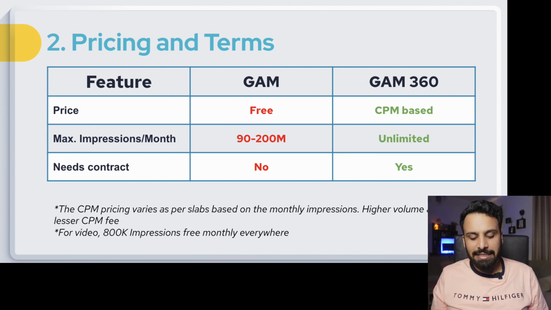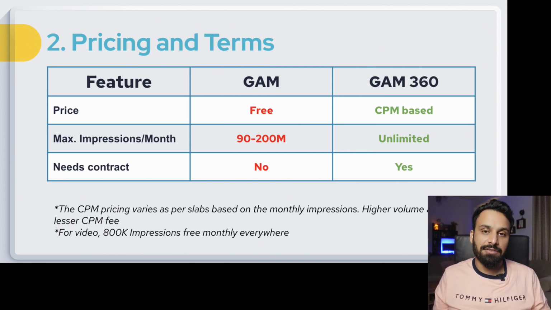Now, in terms of pricing and terms, in the first video we discussed that Google Ad Manager is free up to 90 million impressions, and it depends on the country. In some countries, up to 150 million impressions is free, and in some countries, up to 200 million display impressions is free. And throughout the world, 800k impressions for video ads is free on Google Ad Manager.